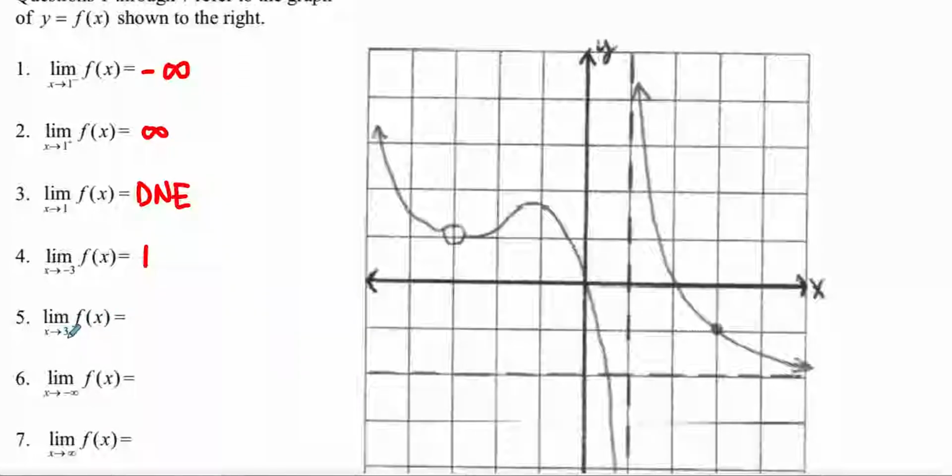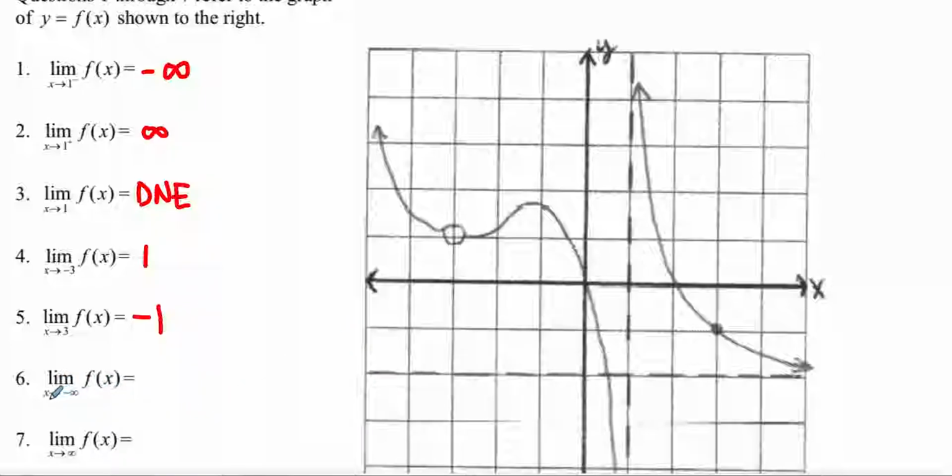How about as x approaches 3? 3 is right over here. From the left side it's approaching negative 1 here. The y value is negative 1. And then from the right side it's also approaching negative 1. So therefore, the answer is negative 1.